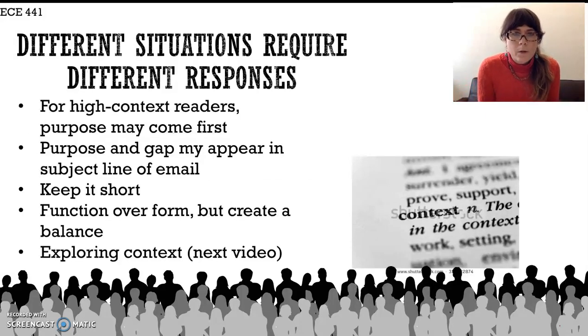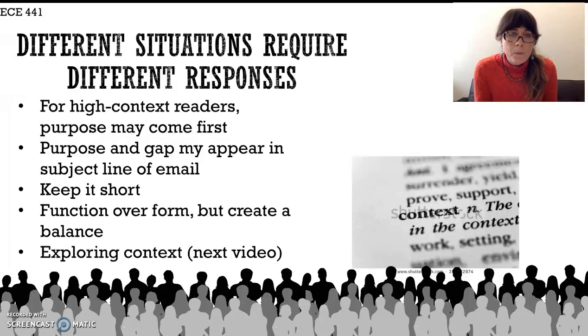So different situations do require different responses in terms of what you should put in your introduction. There really isn't any one-size-fits-all formula other than the information that I've presented here so far in terms of how you can decide what to put into your introduction. For people who already know a lot about your project, aka high context readers, you may want to get straight to the purpose because they're not going to need a whole lot of background.